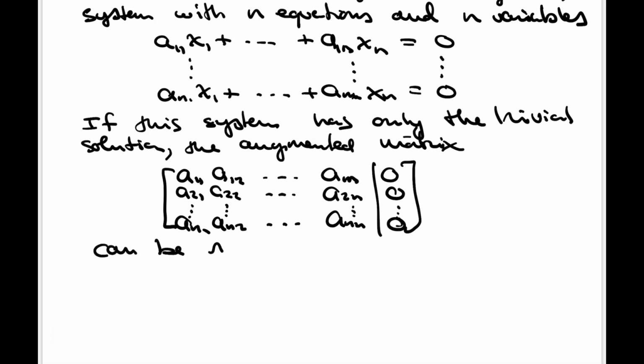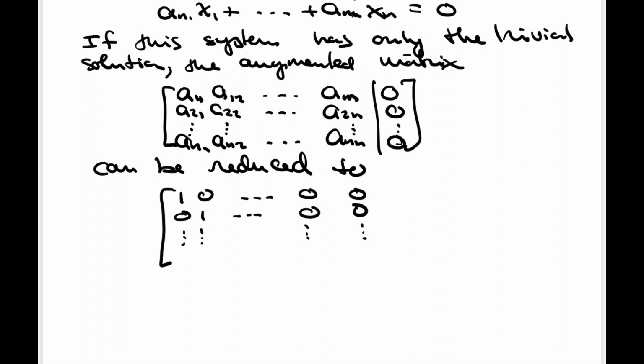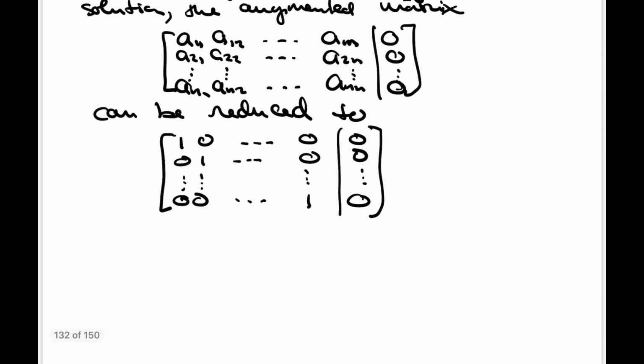So this augmented matrix, if the system has indeed only the trivial solution, can be reduced using row reduction to the following matrix: 1 0 0 0, 0 1 0 0, and the last row 0 0 ... 1 0. Right? The only possibility, if the linear system has only the trivial solution, means that x1 must be 0, x2 must be 0, xn must be 0, and so the reduced echelon form of the augmented matrix can only look like this.